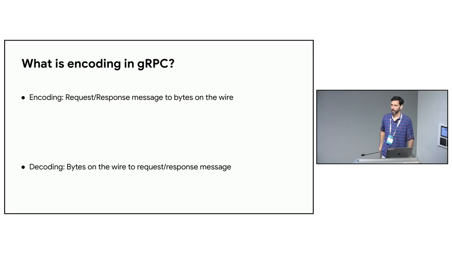So what is encoding? At a very high level, encoding is converting your request or response messages, which are usually proto messages, into bytes that can be sent on the wire. And decoding is basically the opposite of that, where you get bytes from the wire, and you have to convert them back into your proto messages.